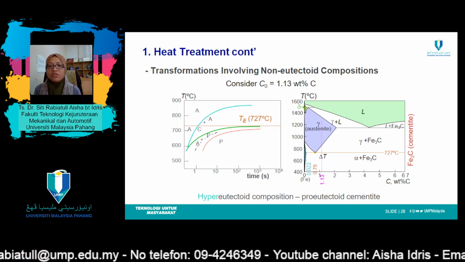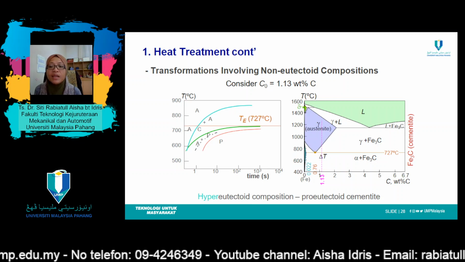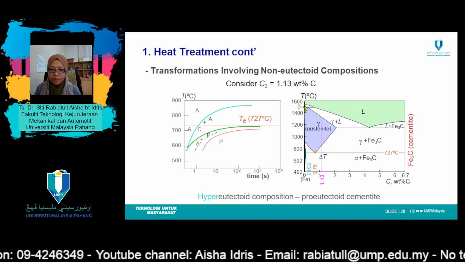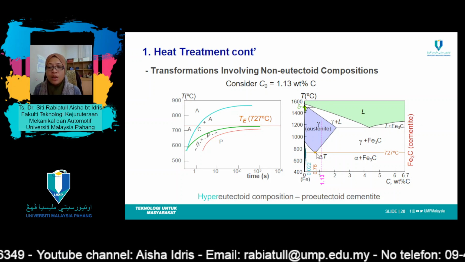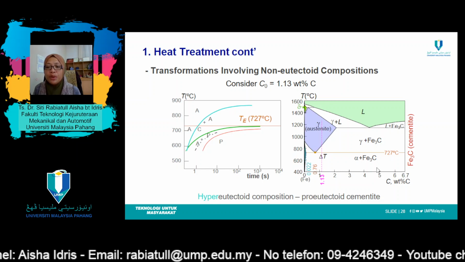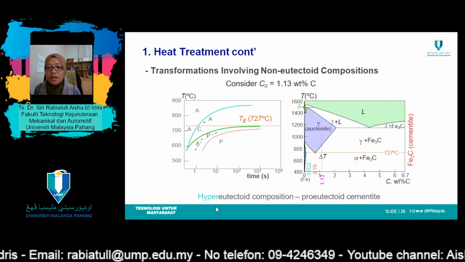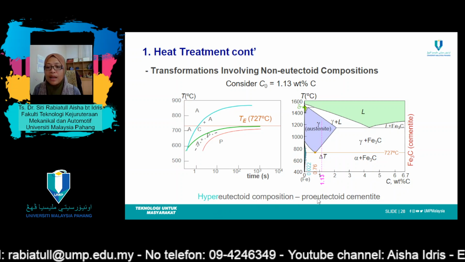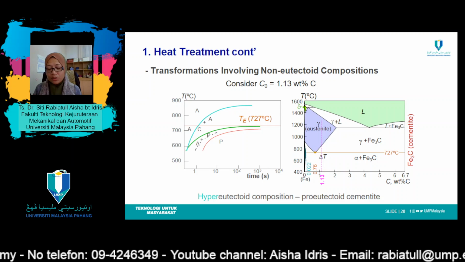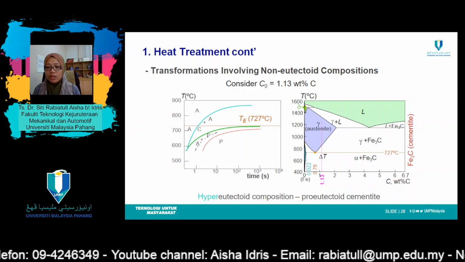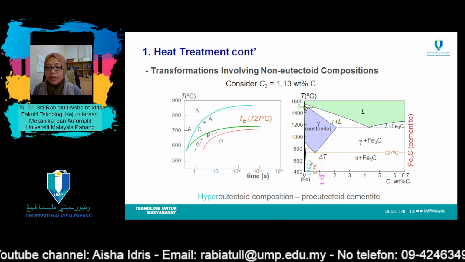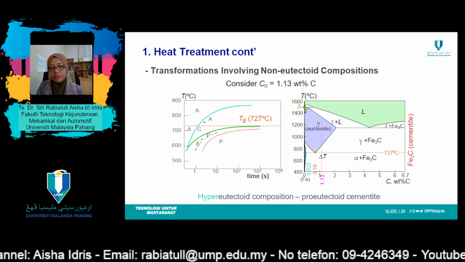Okay, now let's look at the transformation involving non-eutectoid composition. If you still remember just now, the eutectoid point is where the composition of carbon equals 0.76%. Beyond that percentage is known as hyper-eutectoid composition, whereby it has pro-eutectoid cementite in it. And below that is called hypo-eutectoid.